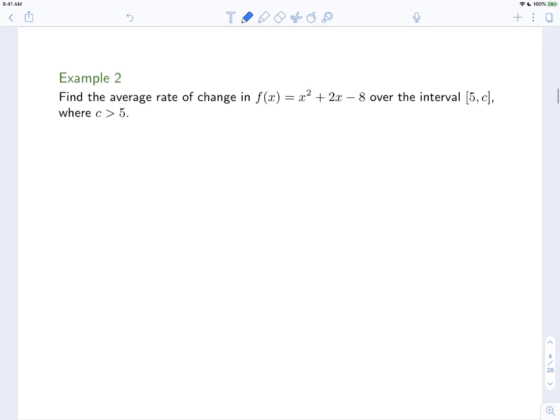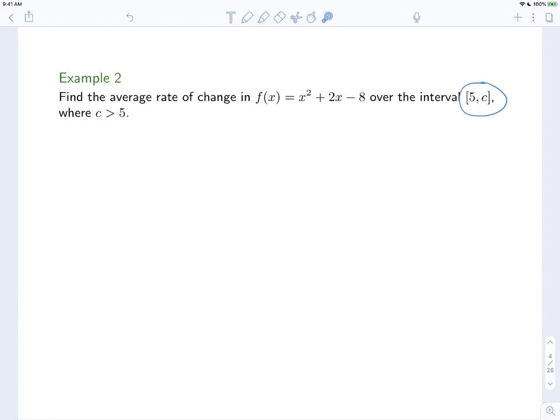So let's do another example. Find the average rate of change in this function over the interval 5 to c. So what is this function? This function f at x is x squared plus 2x minus 8. And we're looking at the average rate of change over an interval from 5 to c. Now notice that there's a c here.